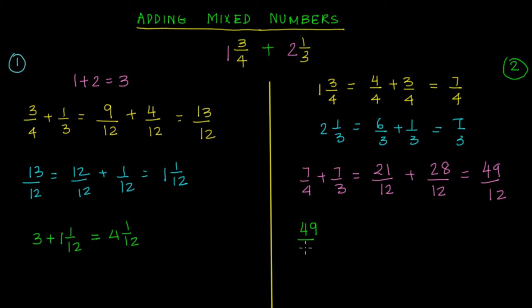So 49/12, 12 times 4 is 48. So we can rewrite 49/12 as 48/12 plus 1/12. And 48/12 is the same as 4 wholes. Plus we have these 1/12, so that is 4 1/12.